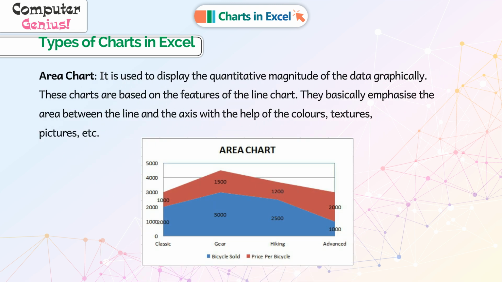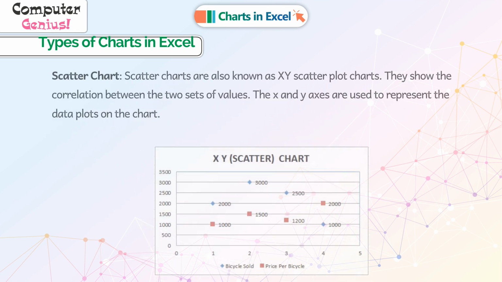Area chart. It is used to display the quantitative magnitude of the data graphically. These charts are based on the features of the line chart. They basically emphasize the area between the line and the axis with the help of the colors, textures, pictures, etc.